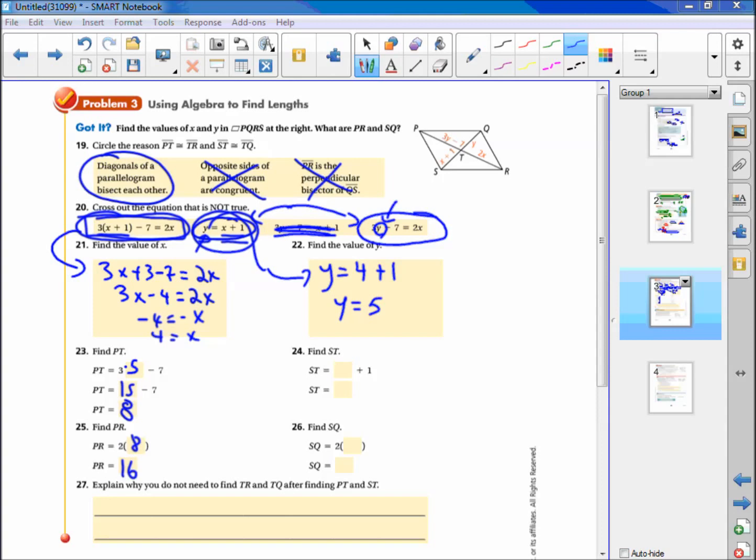Now we need to find the length of ST. ST's formula was x plus 1, so we replace x with 4, and 4 plus 1 will give us 5 here. And then the length of SQ is going to be 2 of those, so 2 times 5 for 10. All right.